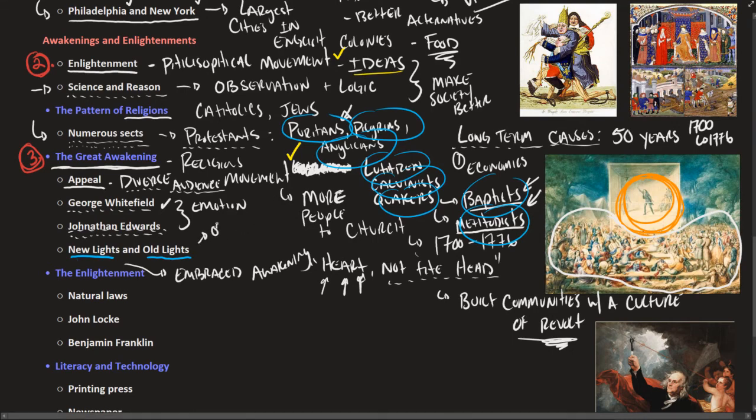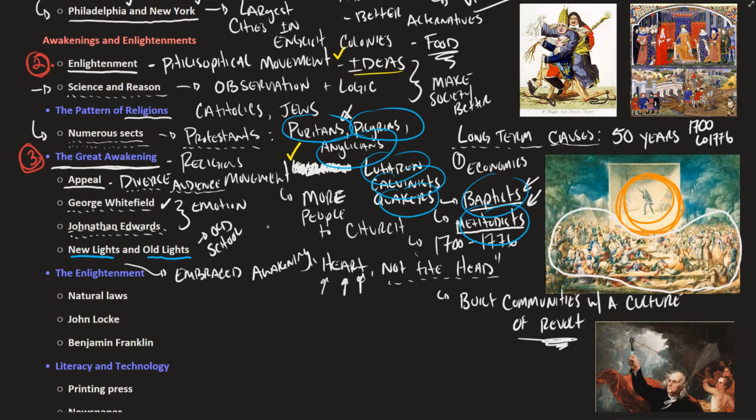The Old Lights were like the old school, right? They said these idiots don't know what they're talking about. They don't even know how to read the Bible. How could they possibly be a preacher? They have no formal education in it. They don't understand the Word of God. You know, we're going to do things the old way. And all these different religious communities were broken up into those various sections, right? So you had Baptists who were New Lights, Baptists who were Old Lights, Quakers who were New Lights, Quakers who were Old Lights, etc., etc., etc.